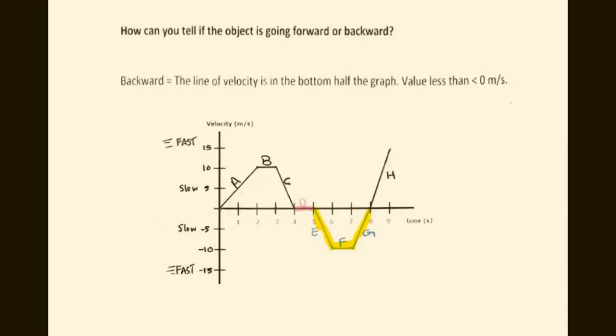Now that you know anything on the top half is right, up, or forward, anything on the bottom half of the graph will be the exact opposite, which means it will be left, down, or backwards. As we look at the highlighted sections of E, F, and G, they all have a negative velocity value and are in the bottom half of the graph, which indicates the object's direction as backward, left, or down.